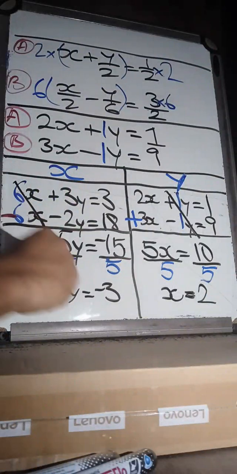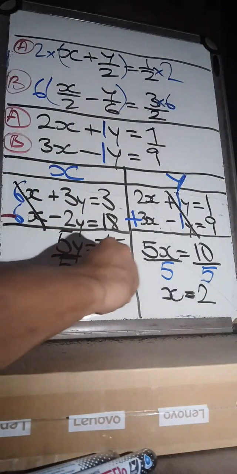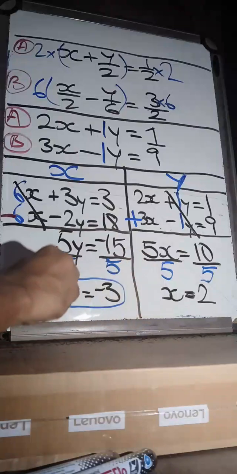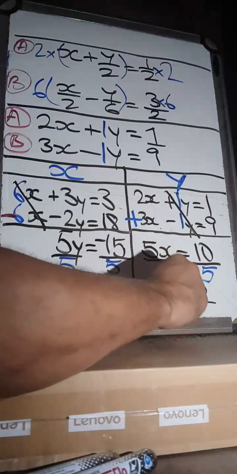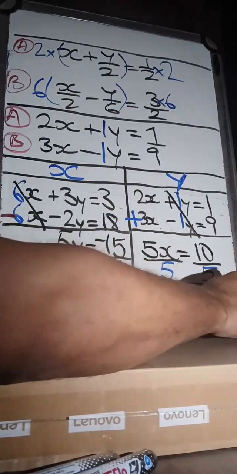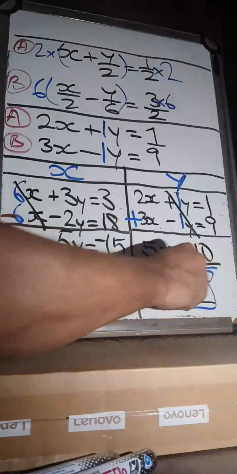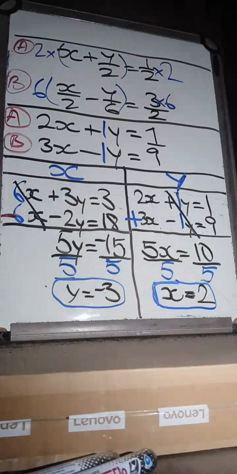So make sure. So the real question is, does this work? 2 times 2, 4. 4 minus 3, positive 1. 2 times 3, 6. 6 plus 3 is 9. Yeah.